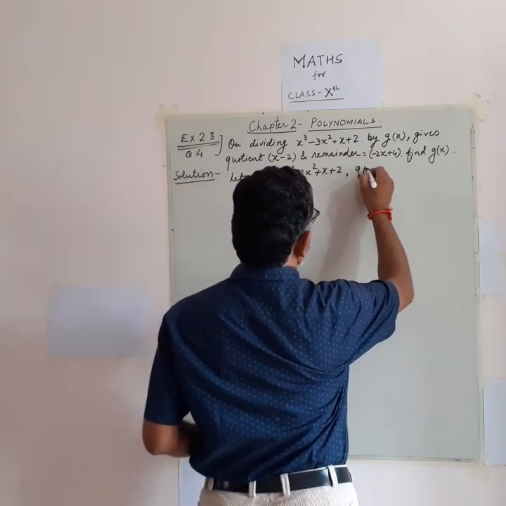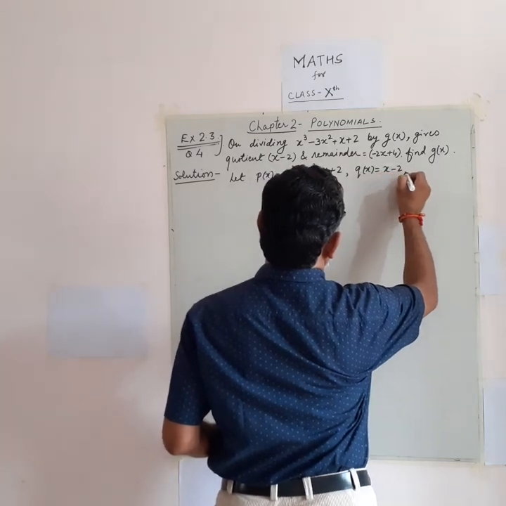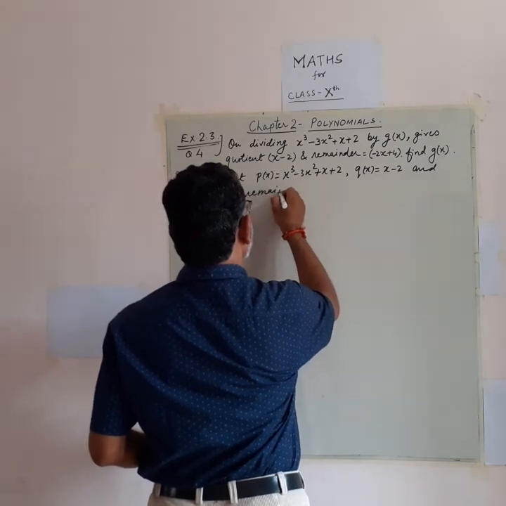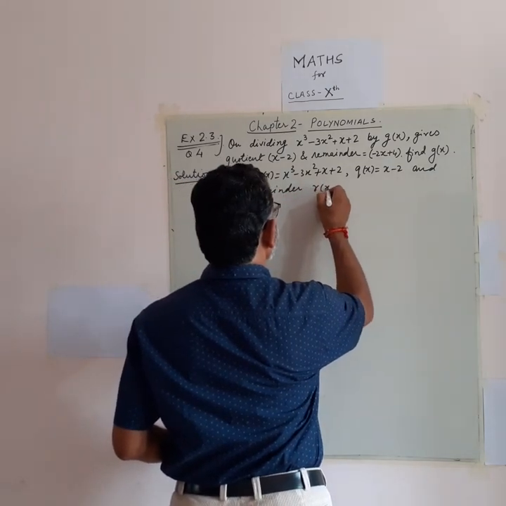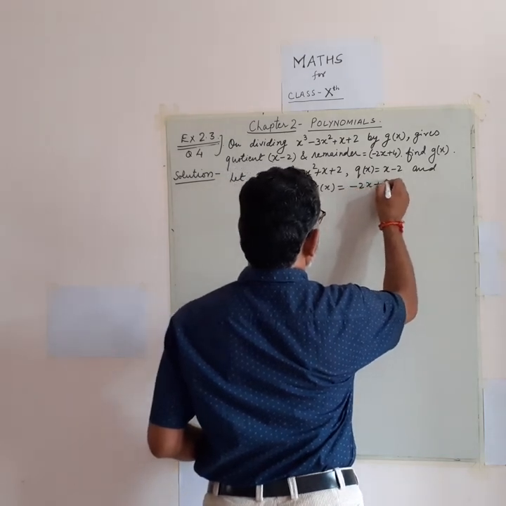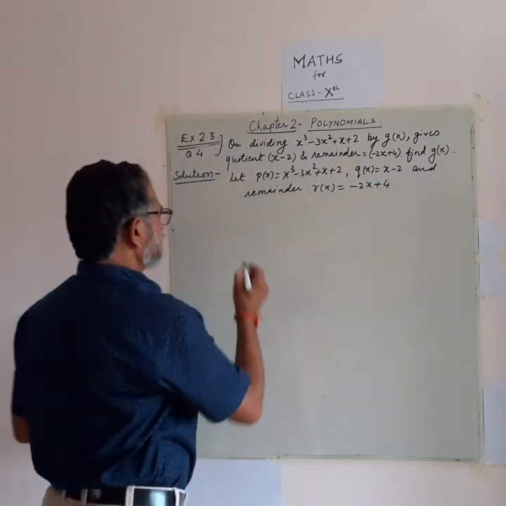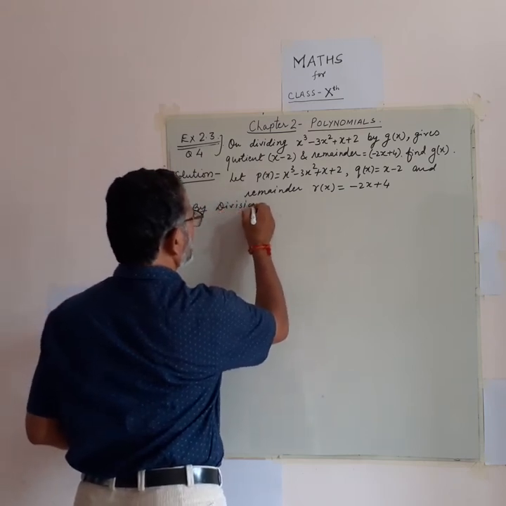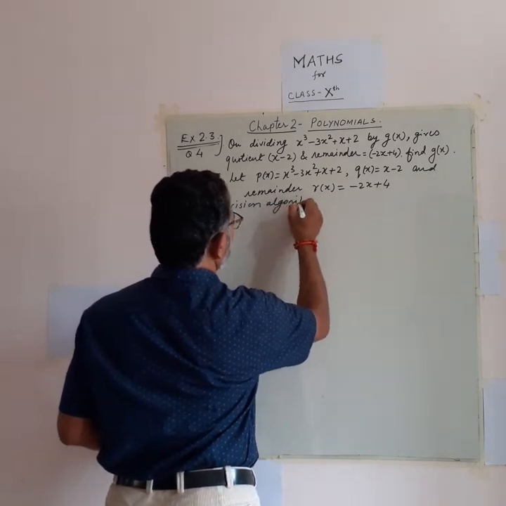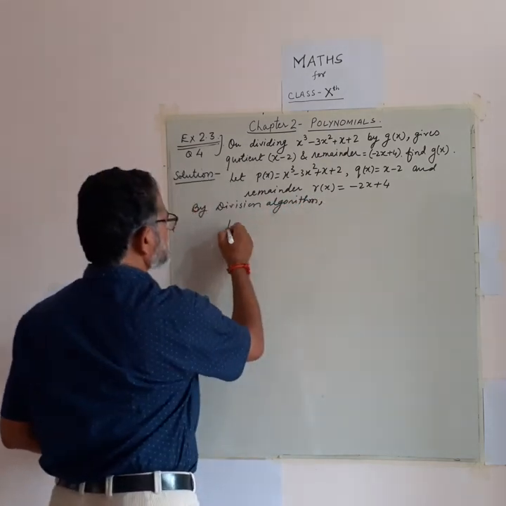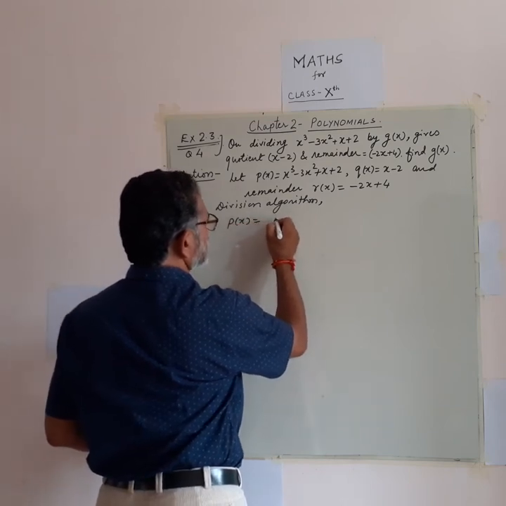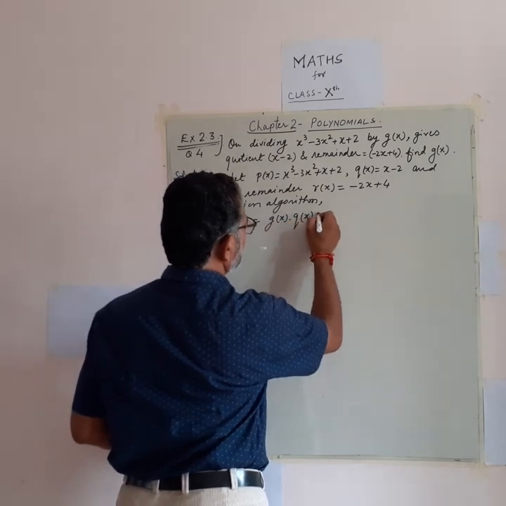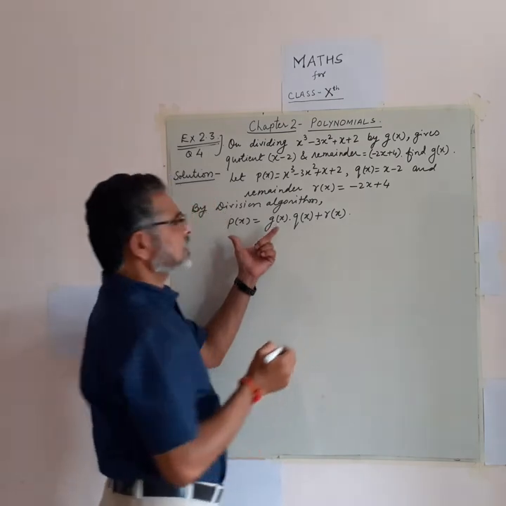Quotient Q(x) is x minus 2 and remainder, that is R(x), is minus 2x plus 4. So by division algorithm, we can write P(x) equals G(x) into Q(x) plus R(x). This is our division algorithm.